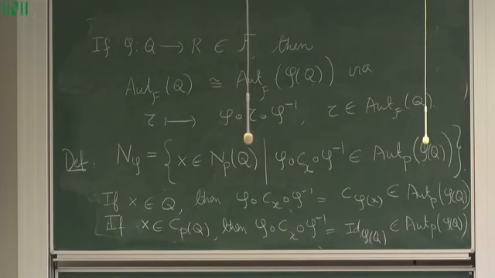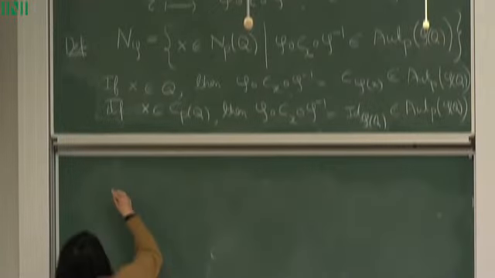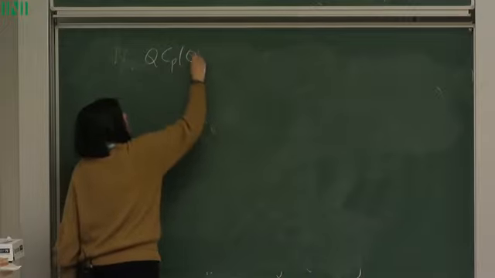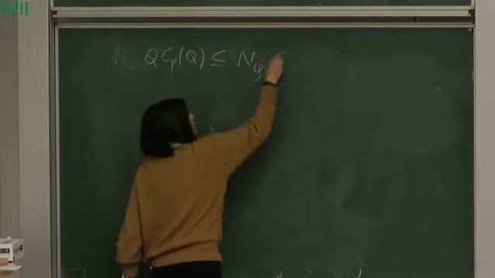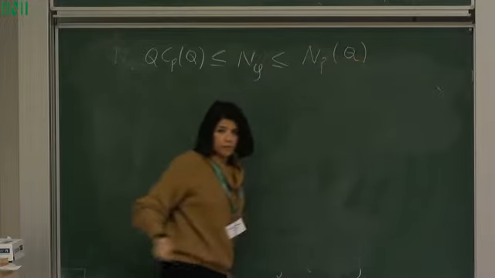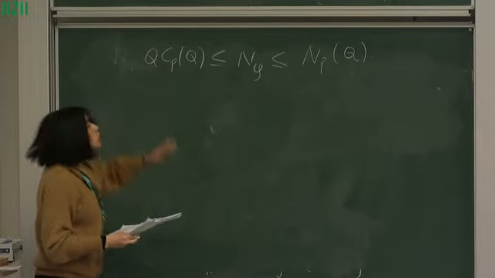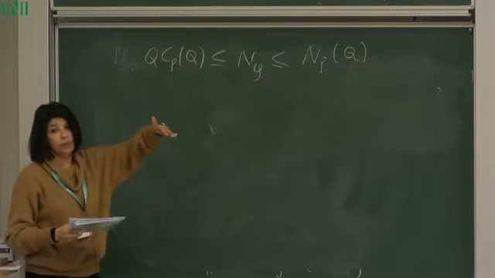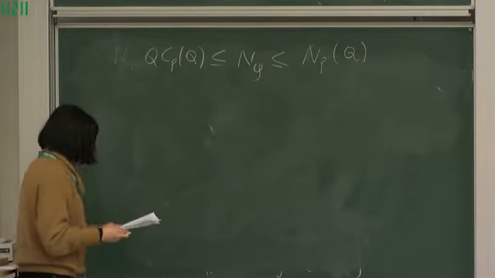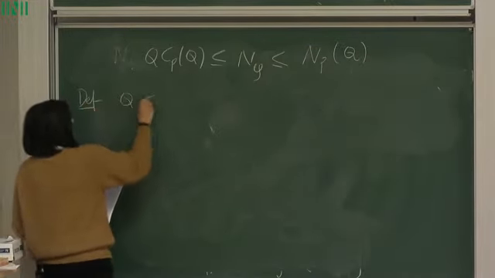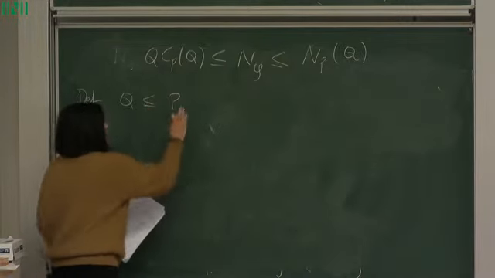And so what you get about this group is that from this you get that Q C_P(Q) is sitting inside N_phi, and N_phi is in fact a subgroup of N_P(Q). Okay? And so to every morphism phi starting in Q, you have a well-defined overgroup inside the normalizer in P of Q.